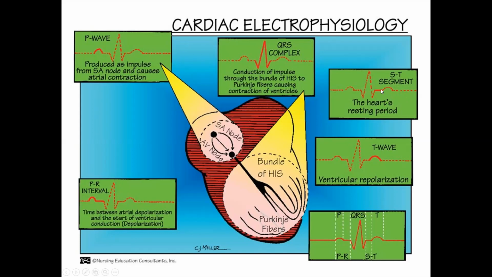It tells us about perfusion. The T wave corresponds with ventricular repolarization. And we also want to measure that PR interval. The PR interval is measured from the beginning of the P wave to the beginning of the QRS, and it should be between 3 and 5 little boxes. That's measuring the time it takes to get from the SA node to the Purkinje fibers, the time it takes for that impulse to travel over here and cause ventricular depolarization.